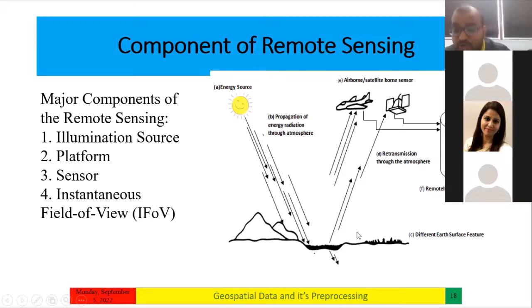Whatever amount of reflected energy is there is the main source for the geospatial data. That reflected energy travels back through the environment and reaches the sensors, which are carried by either airborne or spaceborne platforms, and those sensors capture this reflected energy. Further, this reflected energy is converted into pictures by analog to digital converters. So this is the entire phenomenon of remote sensing.